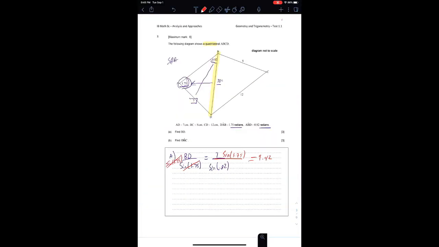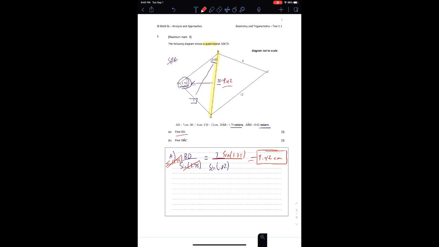Okay, so here's what I'm going to do. I'm going to do 7 times sine 1.75. I'm in radian mode. I'll divide this by sine of 0.82. And my answer will be 9.42. That's what it says right there on the right side. And this is basically what I'm using to solve the questions. This is just the Desmos software. 9.42. And this will be in centimeters. Yeah, awesome. So that's part A. And I'll write that here, 9.42.